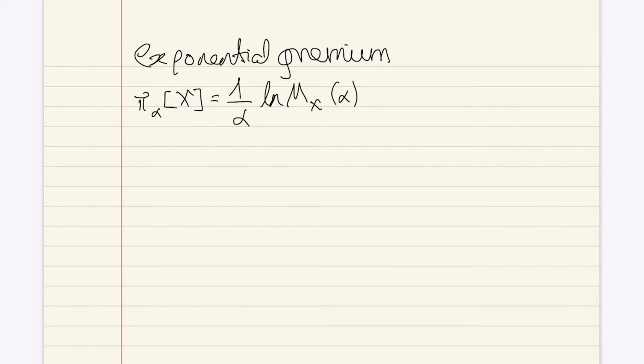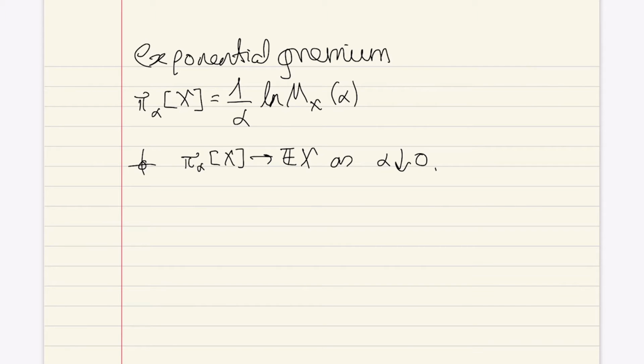Now, what we do is that we multiply 1 over alpha times the natural logarithm of the moment generating function of the risk X evaluated precisely at alpha. Now, the first property we will be reviewing today is that when alpha tends to 0, then the exponential premium tends to the so-called net premium, the expectation of X, as alpha tends to 0.